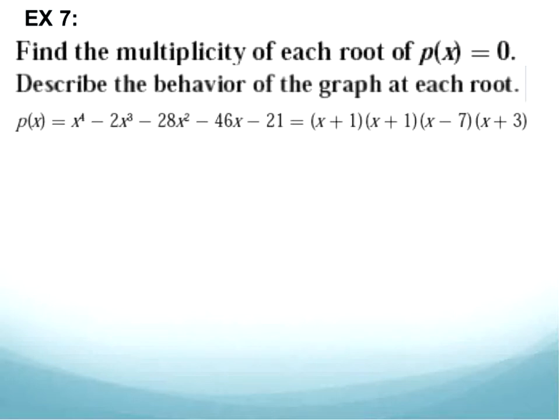Okay, so example 7. It says find the multiplicity of each root, describe the behavior at the root. So underneath each of these, if you could tell me what kind of multiplicity it has, and what does that mean? Does that mean it's going to touch or cross? That's all this question's asking me for. So what's the multiplicity, touch or cross?